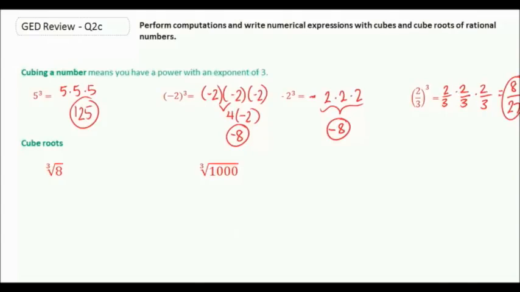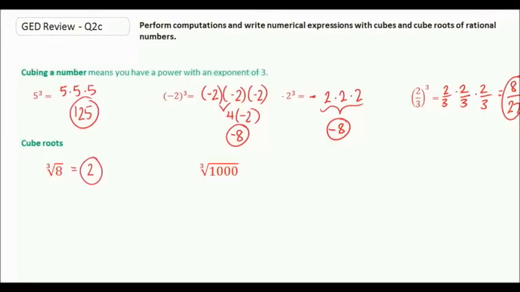So taking the cube root of a number means finding a number that when you multiply it by itself two other times, you get whatever number is underneath it. So here we want to find a number that when you multiply it by itself again and then again one more time gives you 8. Well, 2 times 2 would be 4, and times 2 again would be 8. So the cube root of 8 is 2.